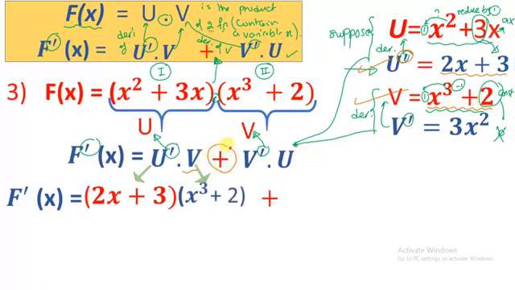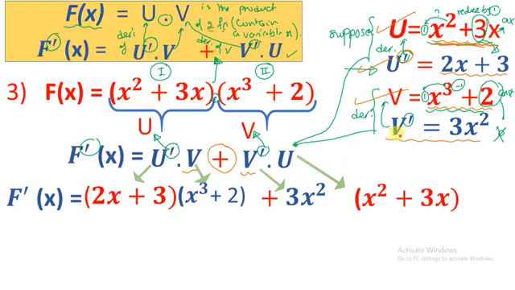Now plus v prime. Where is v prime? Here is v prime, which is 3x squared. So we will substitute v prime by 3x squared, multiplied by u, and u is here, which is the first function, x squared plus 3x. So we will put instead of u, x squared plus 3x. Now the last step is to simplify f prime of x.